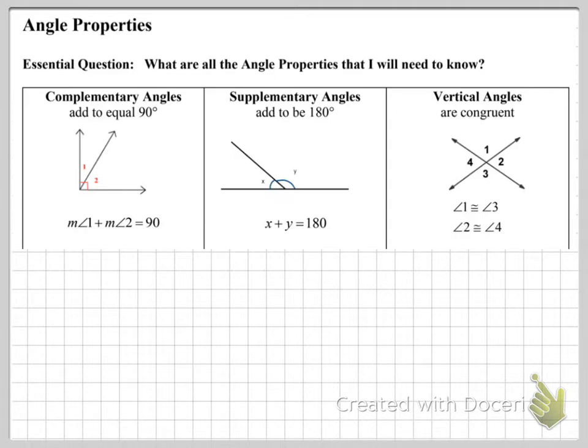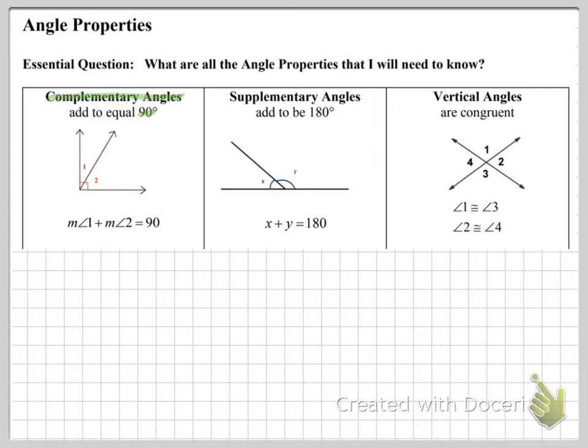And then today we're going to cover 3 different angles and the vocabulary that goes along with them. And these may sound familiar to you. You may have seen them in the past. If you haven't, that's okay. We have complementary angles. Complementary angles, when you add them together, are going to be equal to 90 degrees.